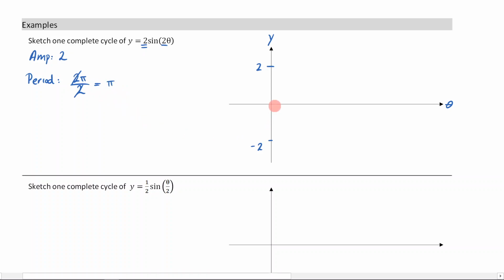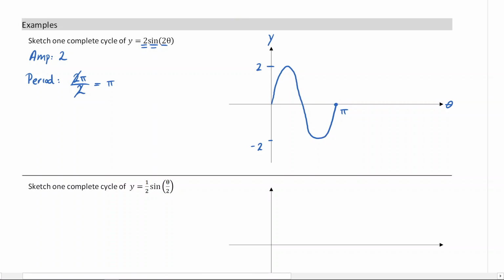So what that means is, well, let's now think about it. What does our sine graph look like? This is just something you need to know. You just need to know what the sine graph looks like. It goes up, it goes down, then it goes up again. And this right here is one period, and we know one period is pi. So that's going to be pi right there.